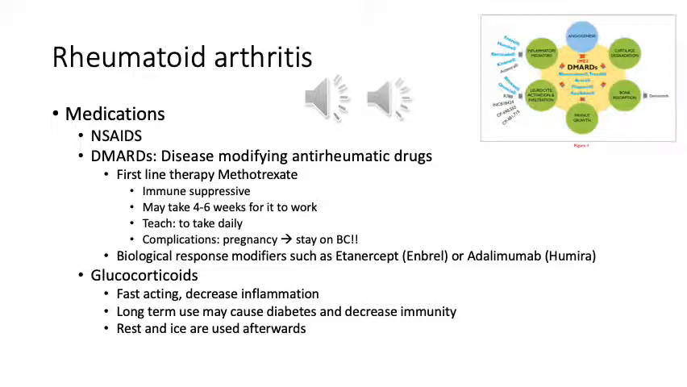Cortisone and glucocorticoids are injections that can be put into joints to relieve pain. Teach patients to rest the extremity in ice after the procedure. Glucocorticoids, usually prednisone, are given orally. It's fast-acting. Chronic use can result in complications such as diabetes mellitus, decrease in immunity, hypertension, and osteoporosis.